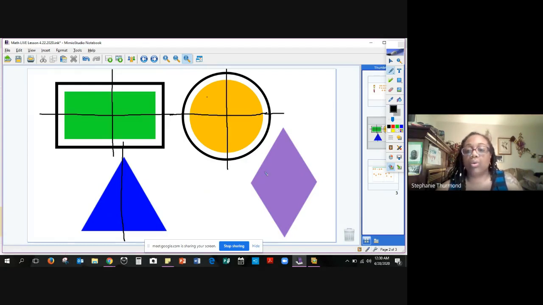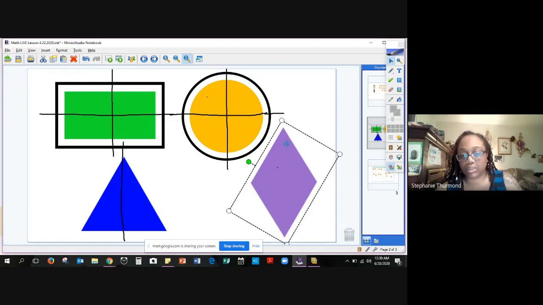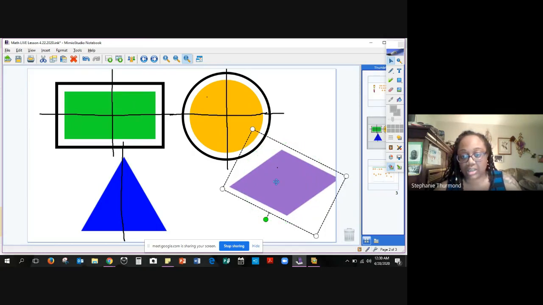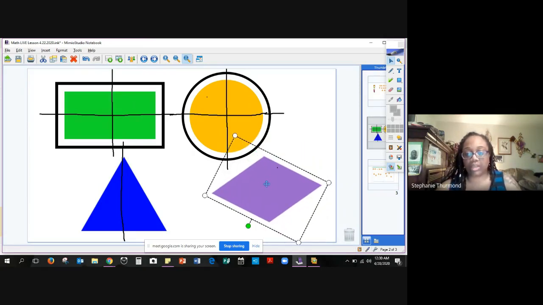Okay. Now, what if I wanted to rotate? Now, my next shape is a rhombus. It is a rhombus if it's facing up and down. It is a rhombus if it is lying on its side. I remember we talked about in kindergarten, and early this year in first grade, about positioning shapes. No matter how I position it, it's still a rhombus.